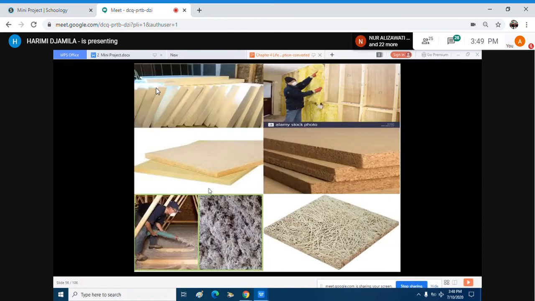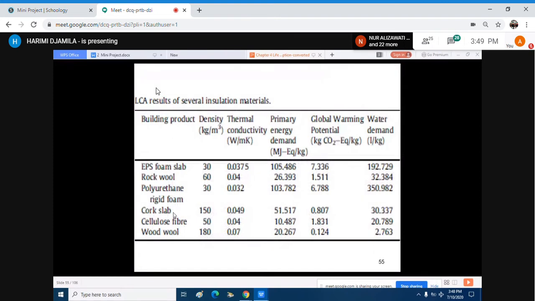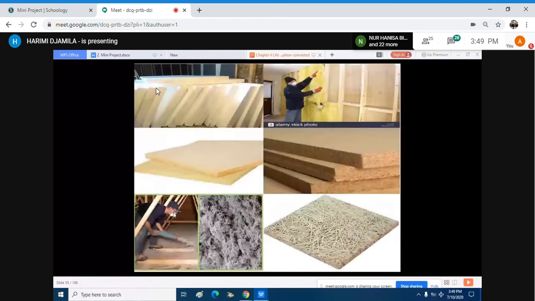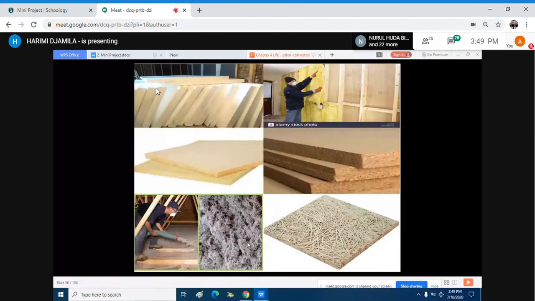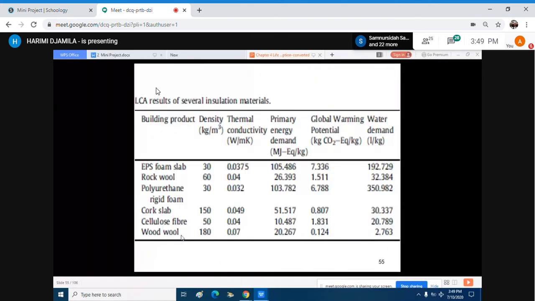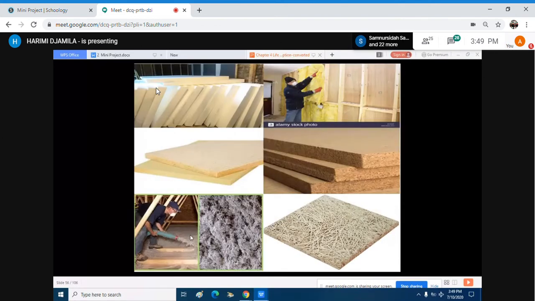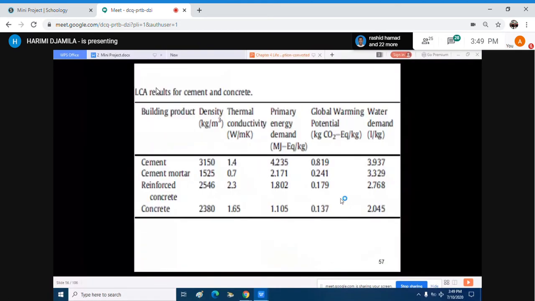Which is this one. The cork slab, so it's natural. It's almost natural, which is here. Cellulose fiber, which is this one. This one, even the last one looks very natural. Wood wool, which is this one. Sometimes you can even combine two different types of insulation to improve your insulation case.